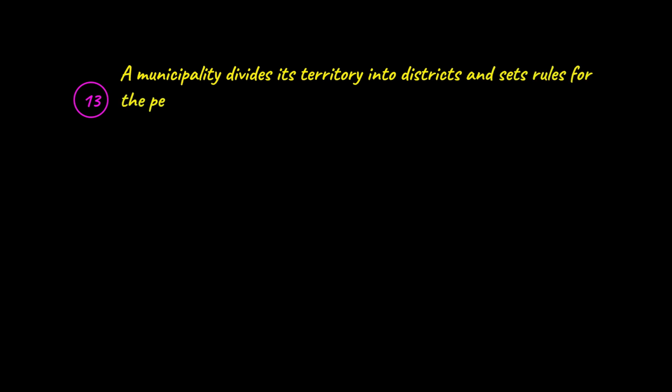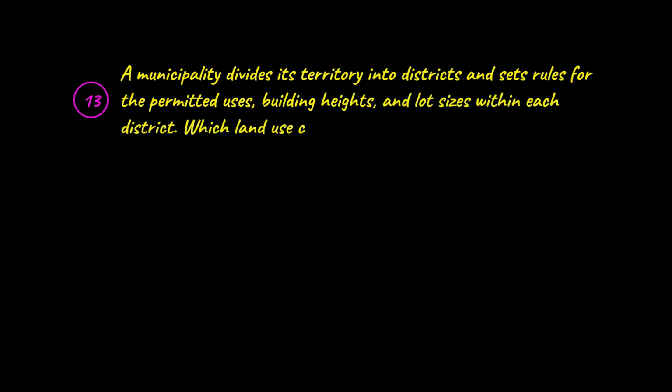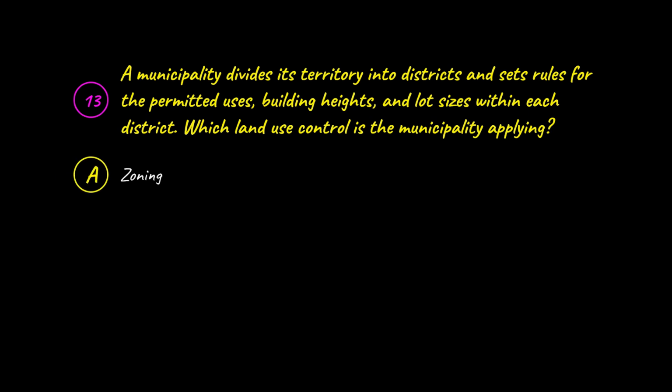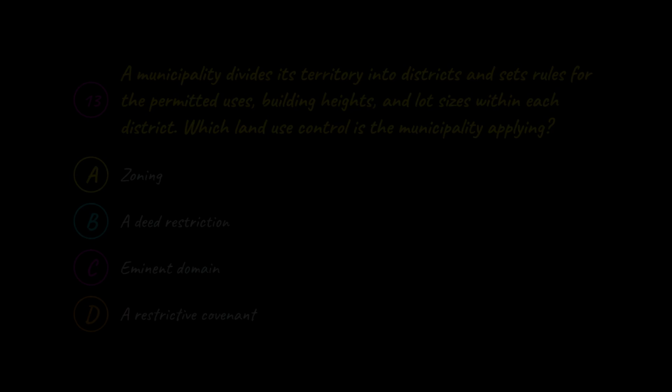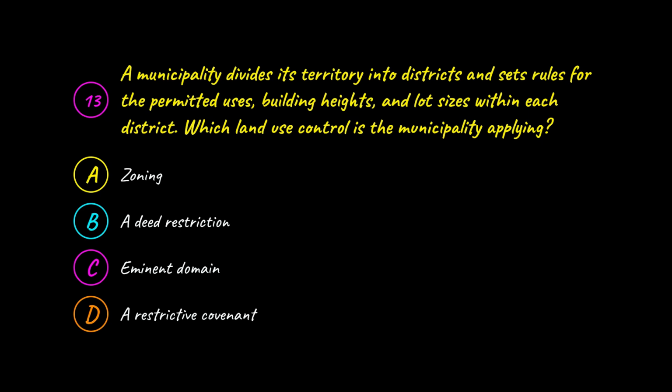Question 13. A municipality divides its territory into districts and sets rules for the permitted uses, building heights, and lot sizes within each district. Which land use control is the municipality applying? Your options are A. Zoning, B. A deed restriction, C. Eminent domain, D. A restrictive covenant. Pick one. Trust your gut. Here's your chance to test yourself.